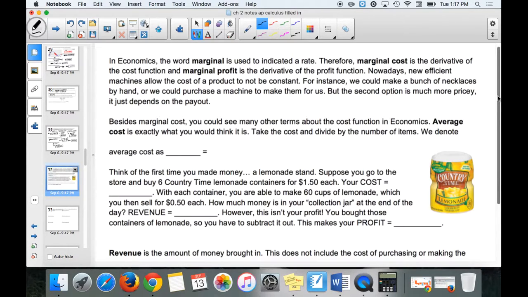Adding all of the costs together and dividing by the number of items you produce, right? So maybe it costs her $10 for one necklace, $15 for another, $3 for the next. You add them all together and divide by the number that she made. Okay? So the average cost is written as C bar. It's C of X with a line over it, read as C bar. And it is C of X divided by X. So it's the total cost divided by the number of items.